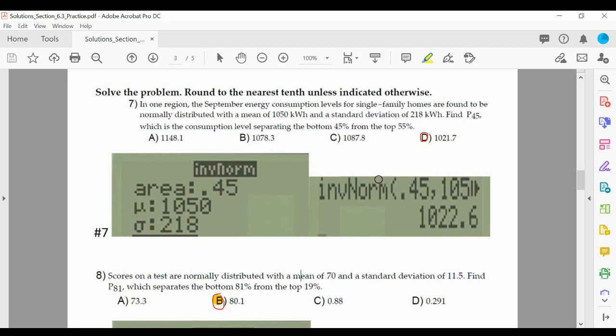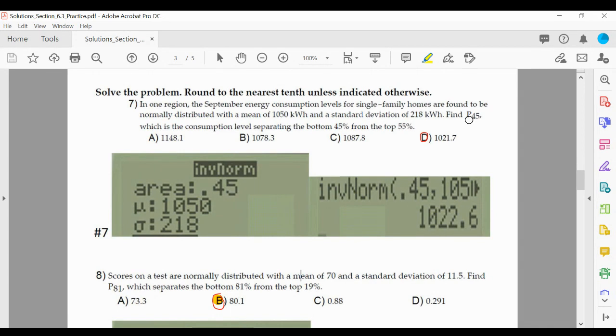Number seven, we flipped the script. In one region, the September energy consumption levels for single family homes are found to be normally distributed. There's a mean, there's a standard deviation. Find P45. The value at the 45th percentile is bigger than 45% of all the other values.